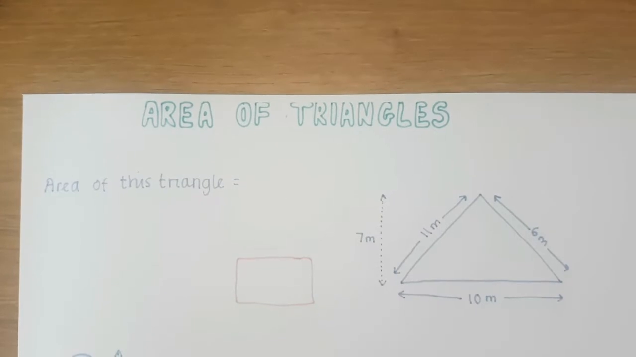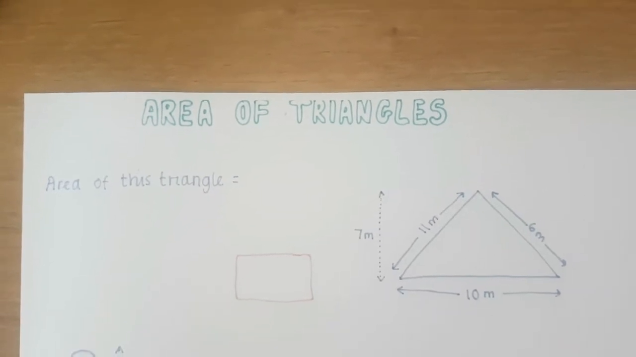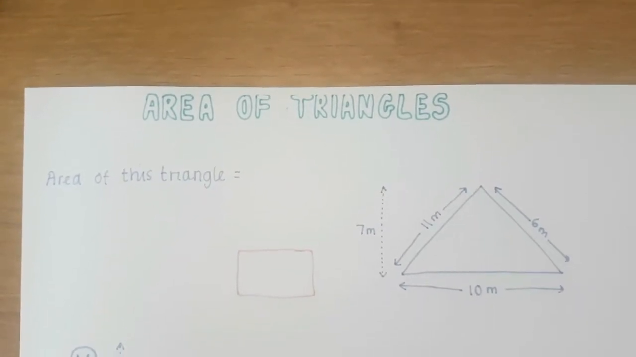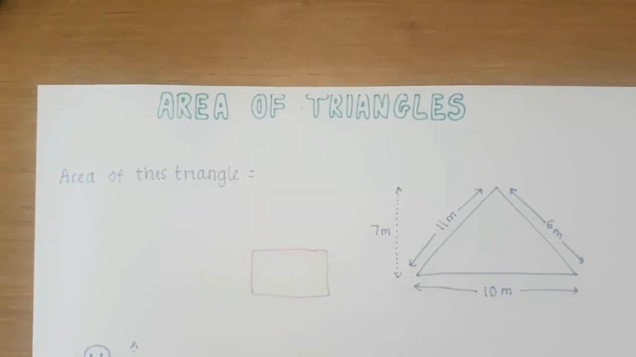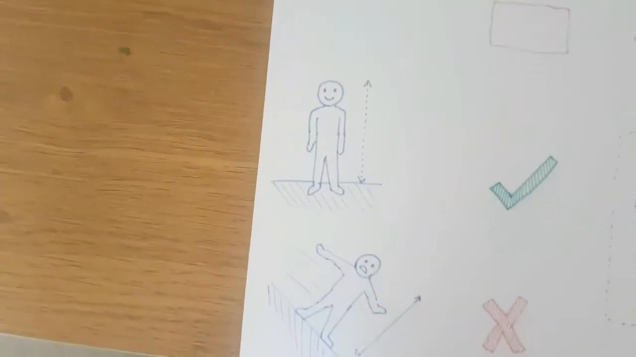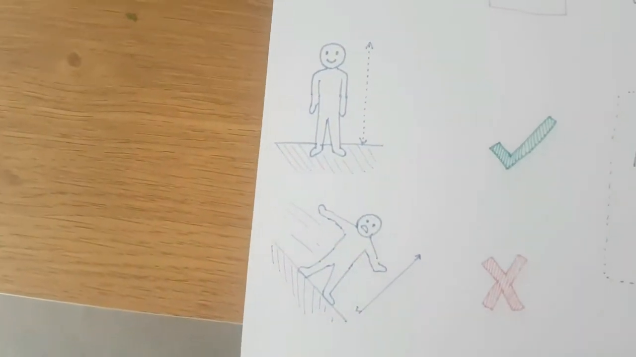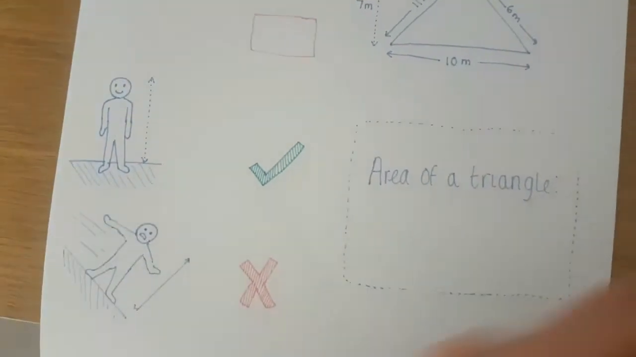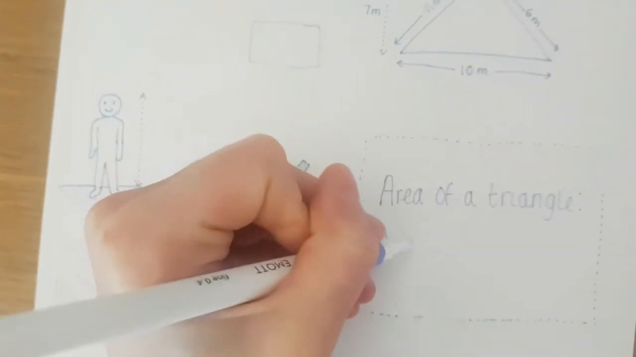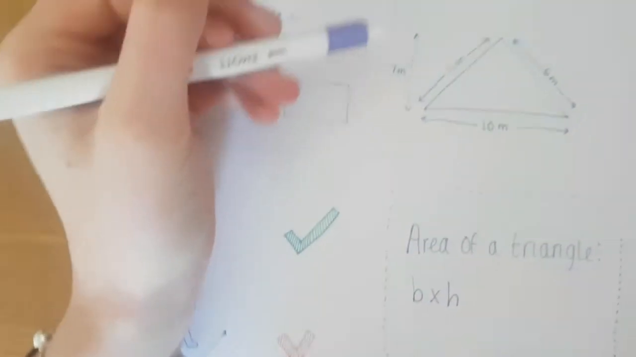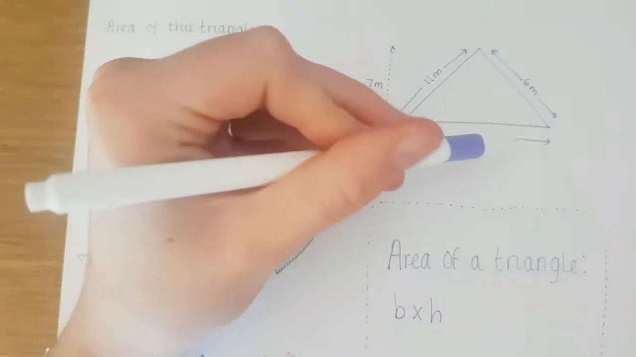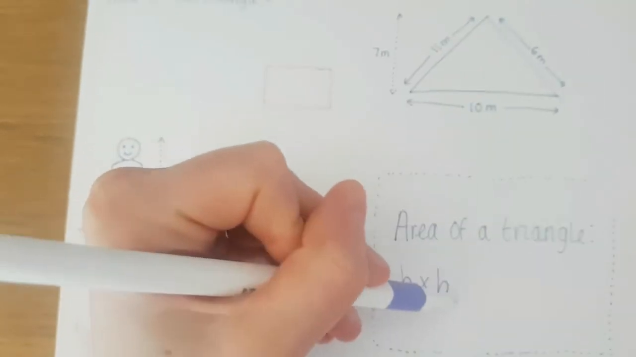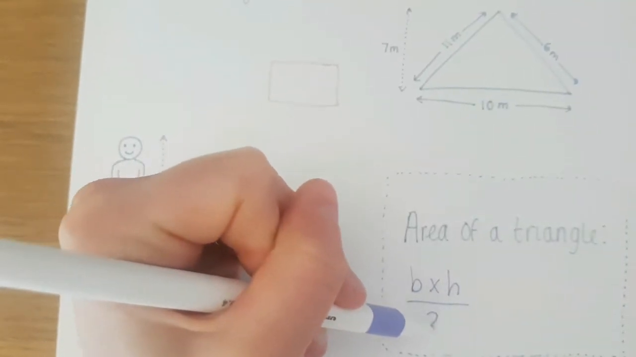So the easiest way that I remember how to calculate a triangle is that we have to use the upright height. So you wouldn't measure your height down a slope, but you would measure it upright. So whenever we're looking at a triangle, we're always going to use this upright height here. So the area of a triangle is base times by height. So this upright one here and this bottom length here, the base of it. But we have to divide that by 2.